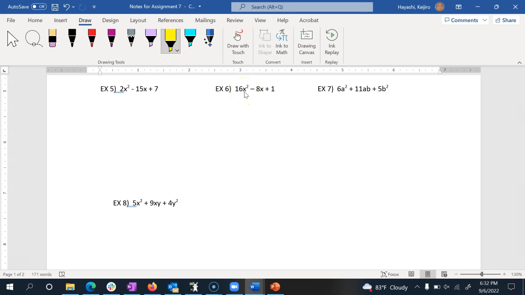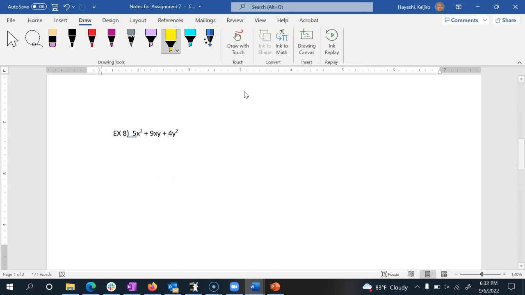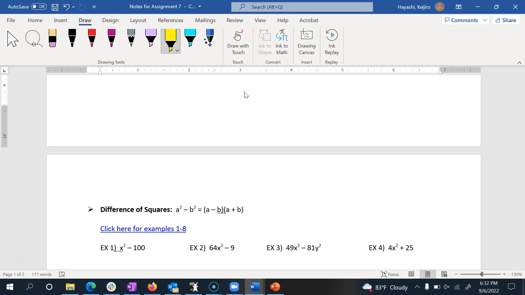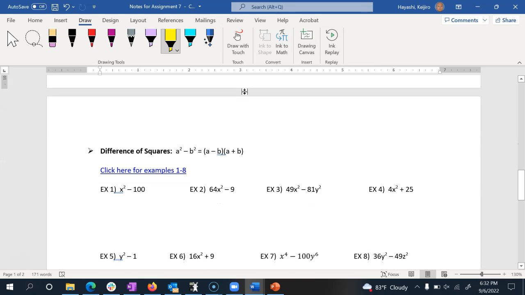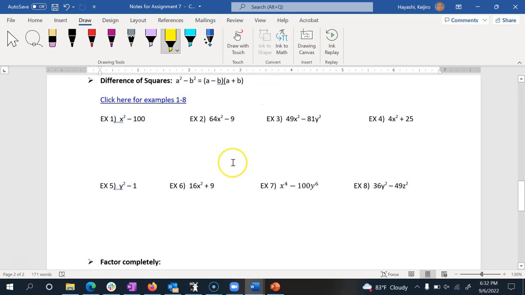Okay, then there are 4 more of these, all of which are slide and divide trinomials, and then we'll move on to something else. Something that is actually very easy.